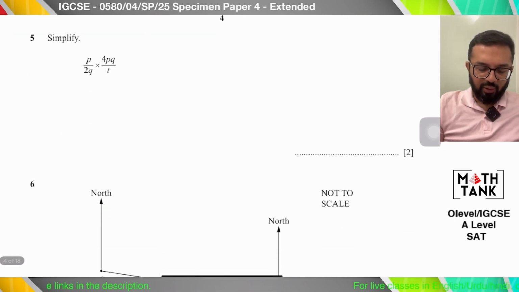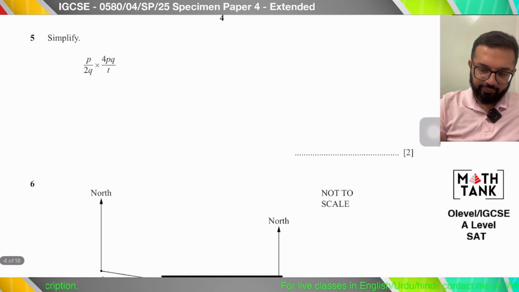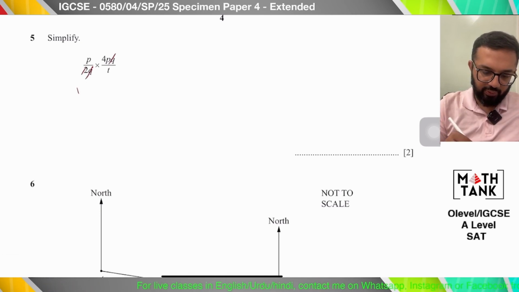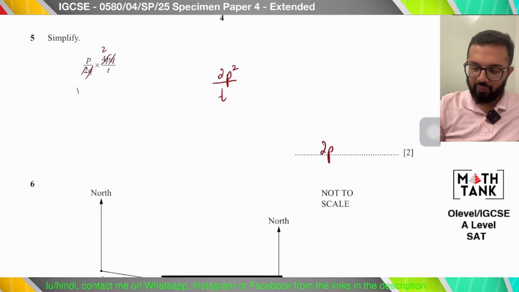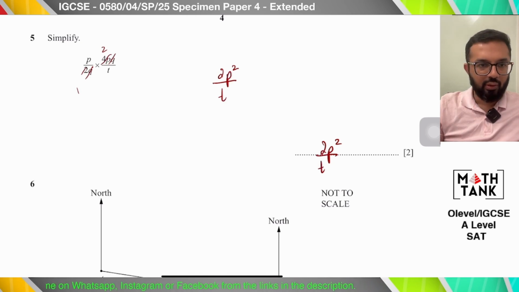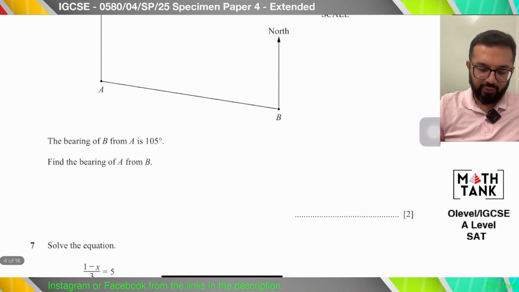Then basic algebra. I see numerators and denominators cancelling out. It's 1 over 2 times 2. I'm getting 2p squared over t. That is also the correct answer.